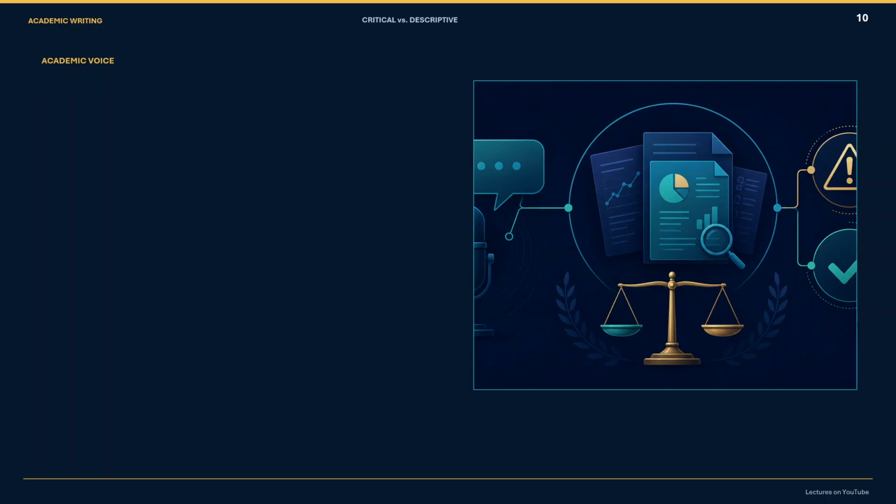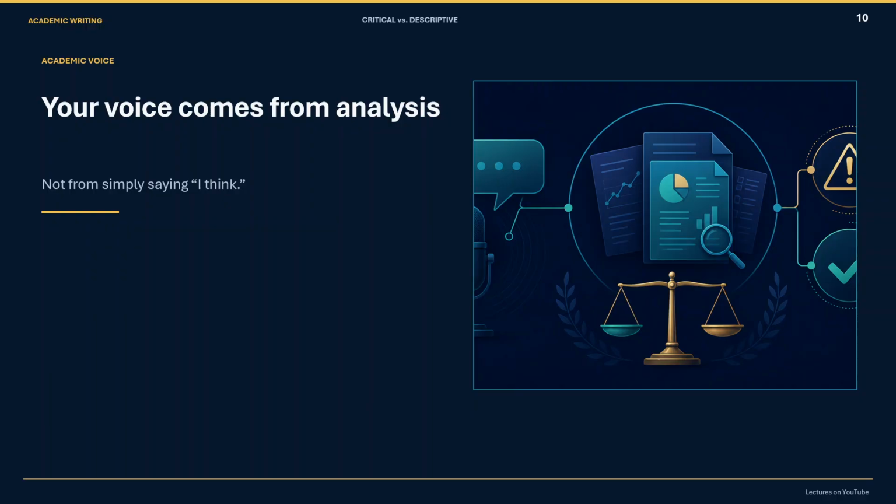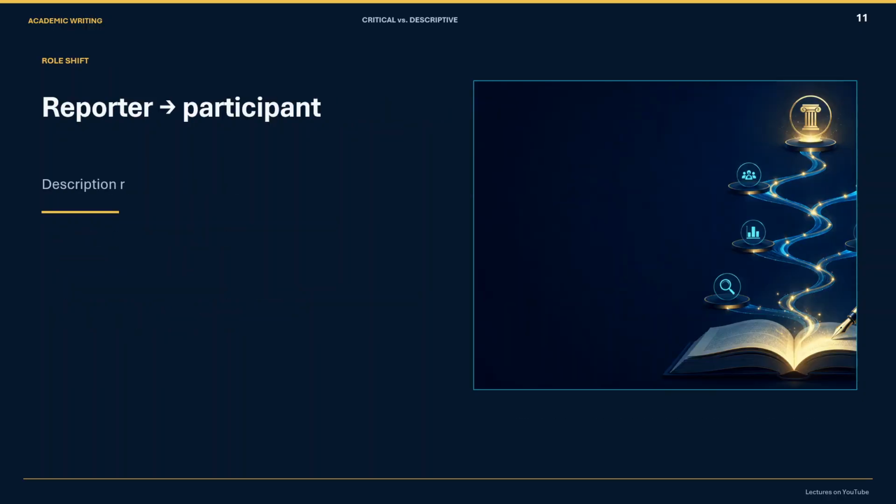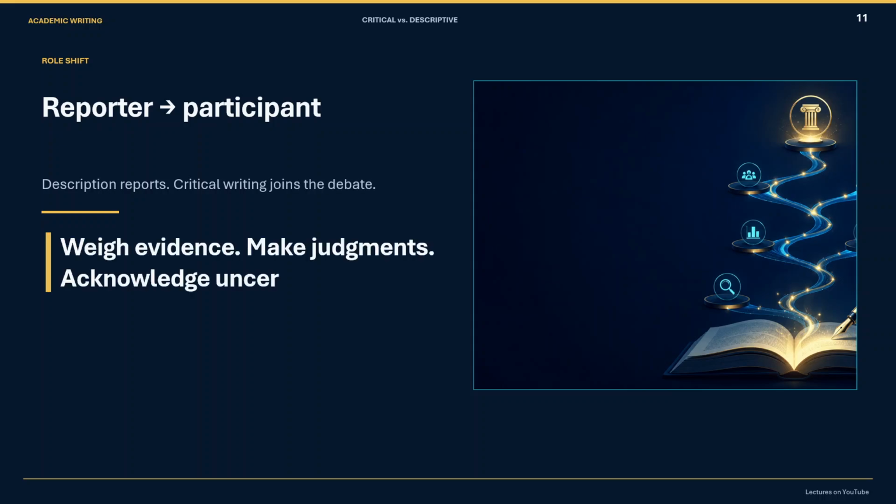It does not appear merely because you use the word I or state an opinion. It appears when you select evidence carefully, compare positions, evaluate strengths and weaknesses, and reach a conclusion that follows logically from your analysis. A descriptive writer can remain a reporter. A critical writer participates in the academic debate by weighing evidence, making judgments, acknowledging uncertainty, and defending a reasoned position.